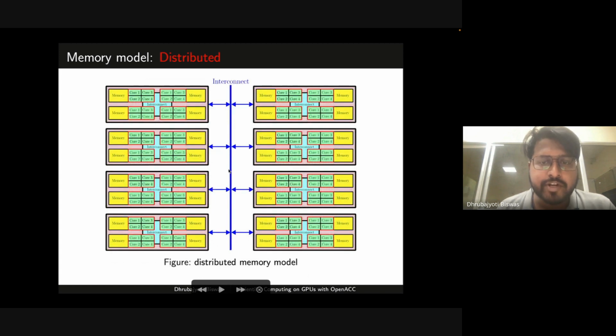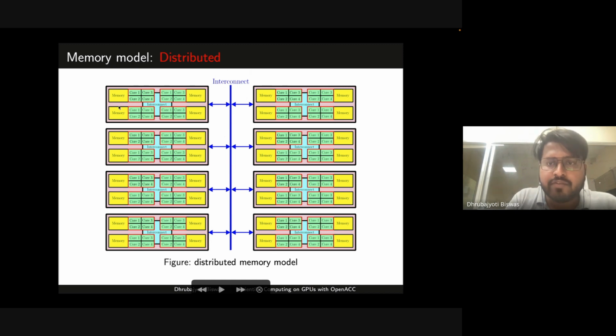Now in the distributed memory model, what happens is there are many such nodes. There is a node here, a node here, a node here. There are this many nodes which are connected using some sort of networking. That is the green. This interconnect is different from the interconnect given here, which is internal, and this is external. This is also quite fast, not as fast as the interconnect in the CPU, but quite a fast interconnect.